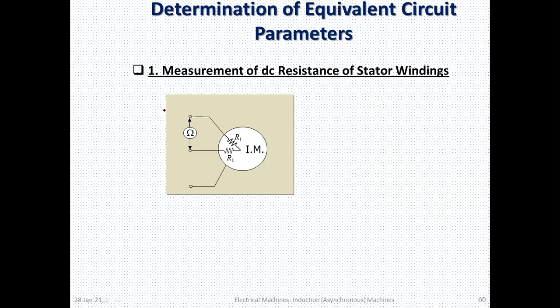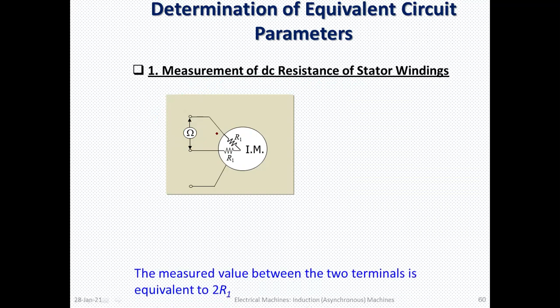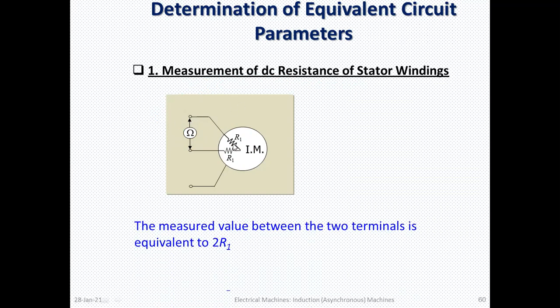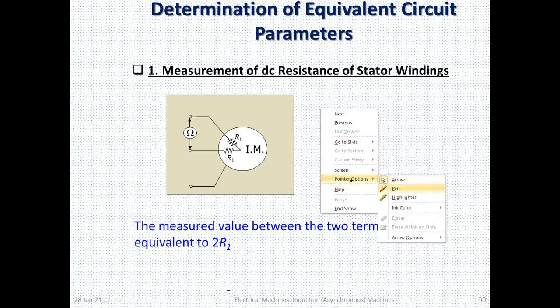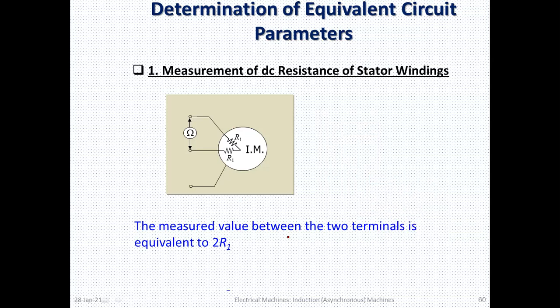By application of these values, we will be able to find the equivalent circuit parameters of an induction motor. So here is the measurement of DC resistance of a stator winding. The connection is like this. This is the induction motor, and here we calculate the DC resistance value by considering R1 and R2. These two are connected in series, and the measured value between the two terminals is equivalent to 2R1.